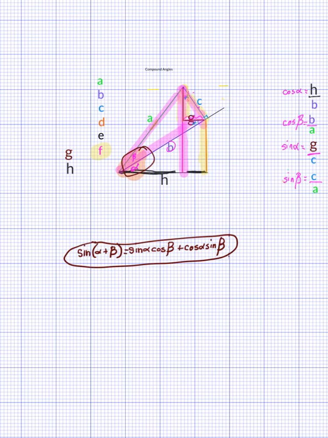We can now see that cos of alpha times cos of beta is equal to H over B times B over A. The B's will cancel, so it's just H over A. We also have sine of alpha, sine of beta, which equals G over C times C over A. The C's cancel, and you get G over A.